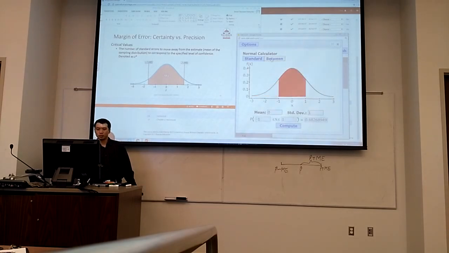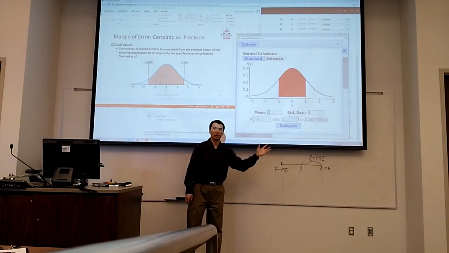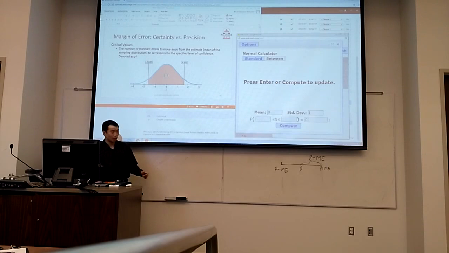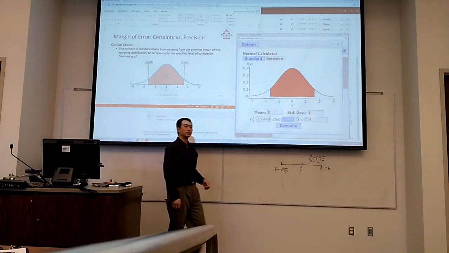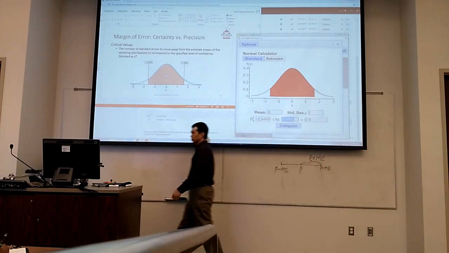If we choose Between, we don't have to change the parameters because we know this Z follows a standard normal distribution. Mean is 0 and standard deviation is 1. And what we need is to put, for example, I want to find the 90%. I put 0.9 there, and this value is our critical value.